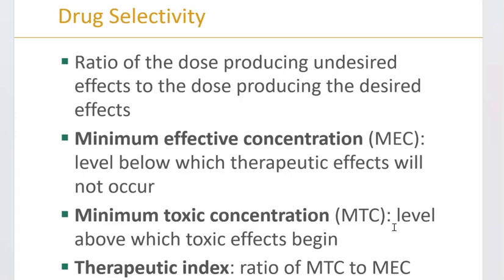The therapeutic index of drugs that are today on the market is, of course, always greater than 1, because if you have a therapeutic index of less than 1, that means that the drug will kill you before it's going to help you. So the therapeutic index is going to always be greater than 1.